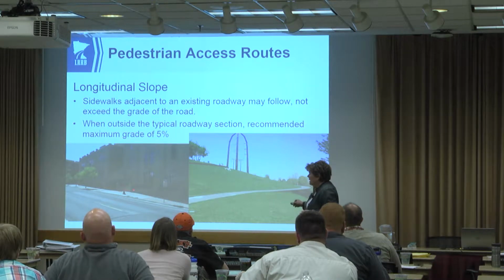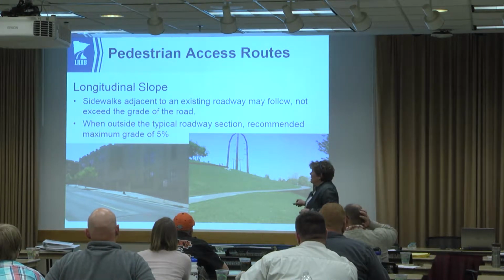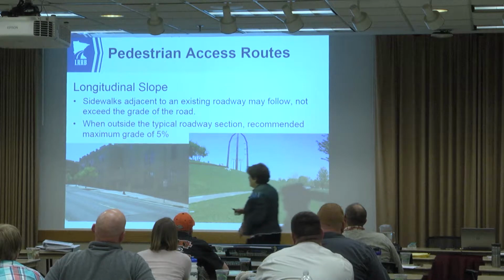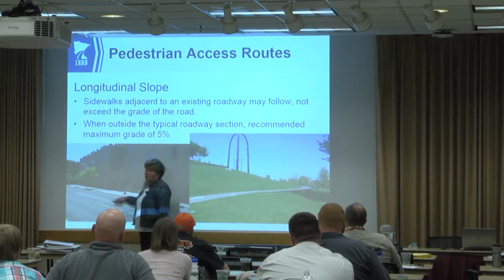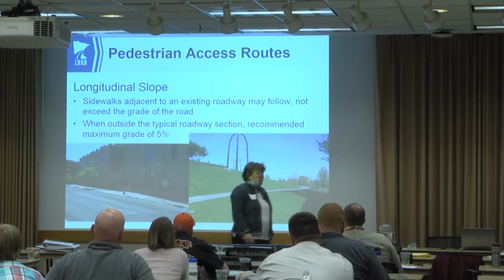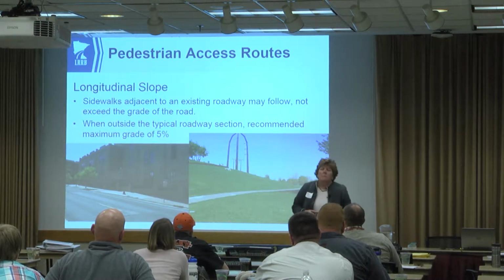It kind of looks like there's a little landing here, probably to accommodate that entry. But the longitudinal slope is to be maximized at 5%. When you have something like this, I don't know what this grade is, but let's say it's greater than 5%, then we are allowed to have a little bit of relief in the sidewalk longitudinal slope, but that should be the exception versus the rule.